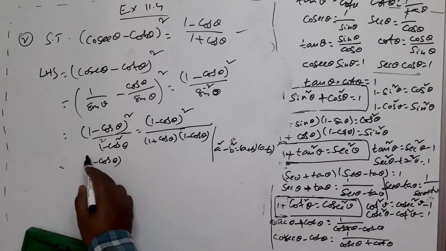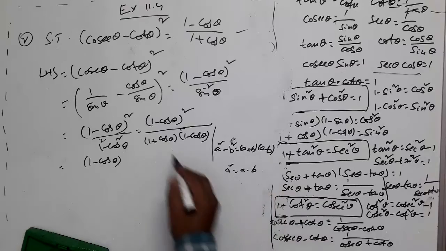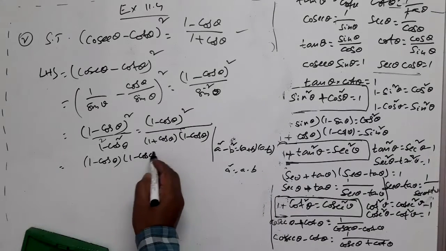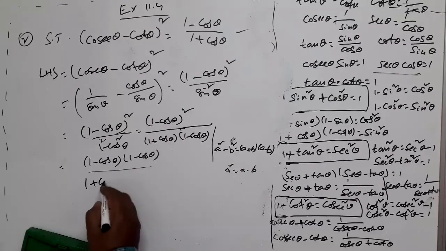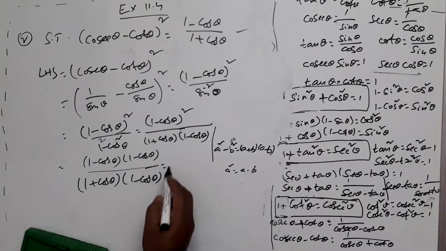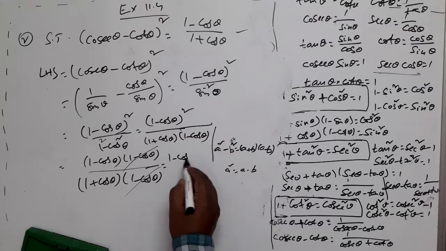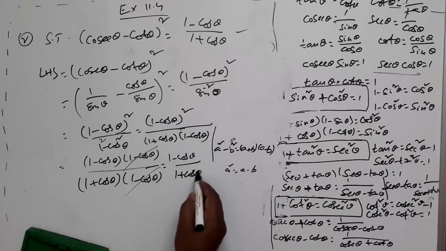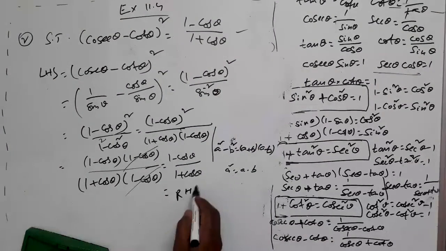Or to put it another way, this is a square means a into a, right? So I am writing the numerator like this: 1 minus cos into 1 minus cos, by the denominator 1 plus cos multiplied by 1 minus cos theta. You may find it easier, right? If you like, write the numerator like this. Now can you cancel one expression because these two are equal? What is remaining? 1 minus cos theta by 1 plus cos theta. That is our right hand side part, RHS.